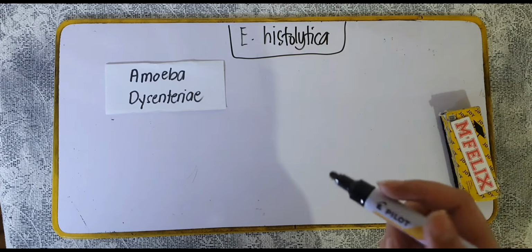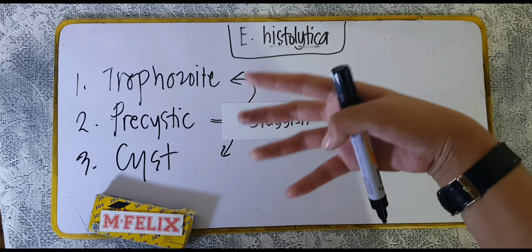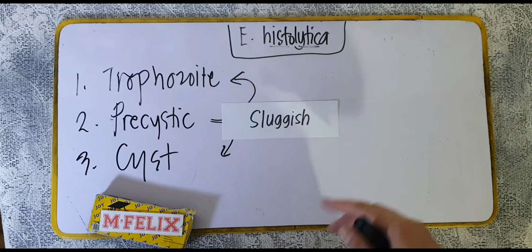Now, the pre-cystic stage is usually devoid of food inclusions, indicating the lack or deficiency of their nutrition. It is an indication that their nutrition is running out. Now, the movement of this pre-cystic stage of E. histolytica: how will you know if it is a pre-cystic stage? You can observe its motility, which is said to be sluggish. Unlike your trophozoite, which is still active with a unidirectional and progressive motility.